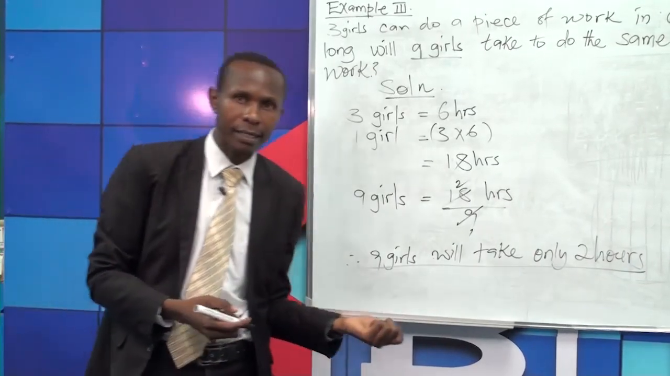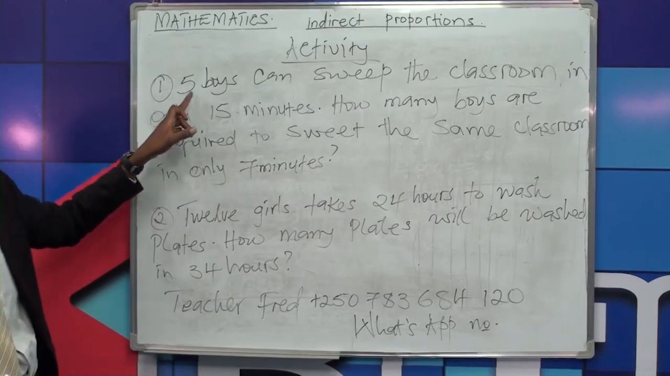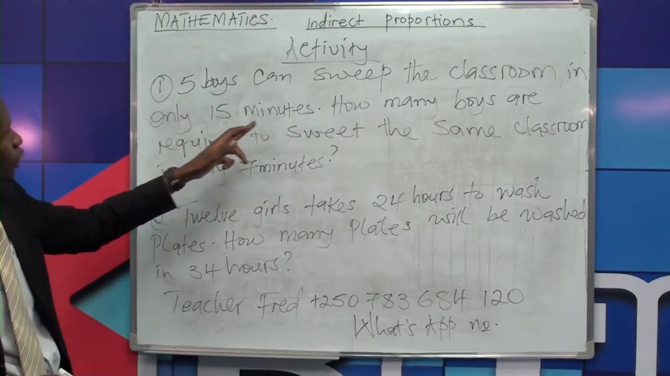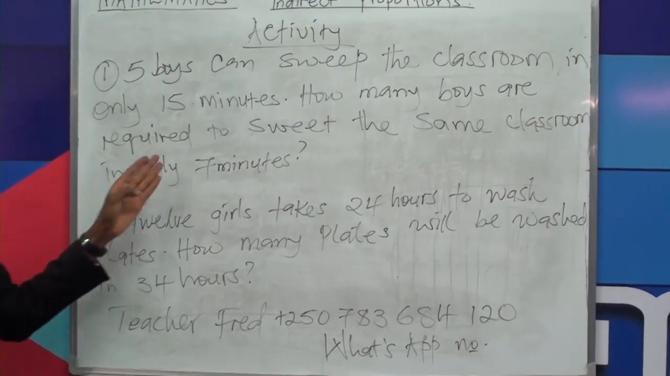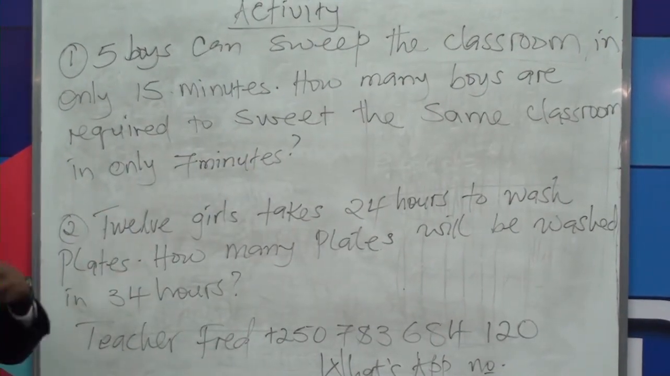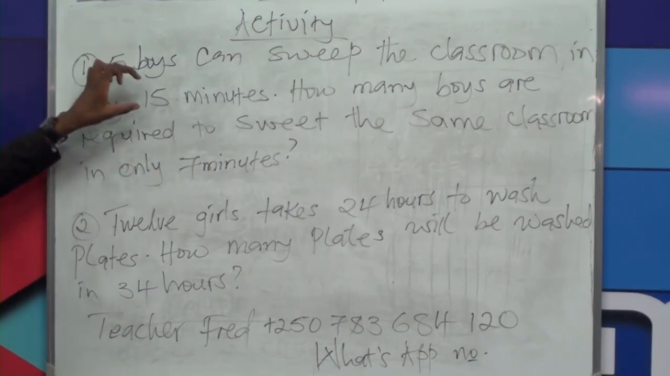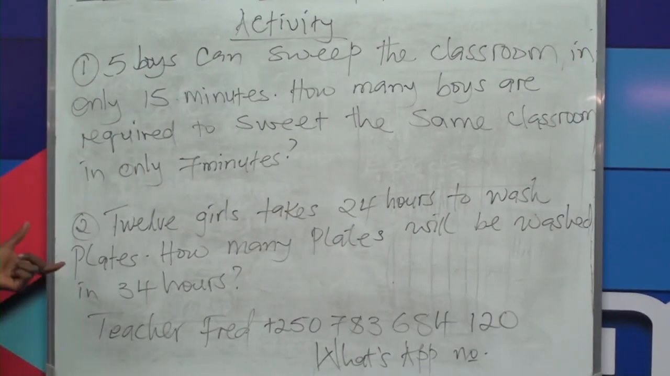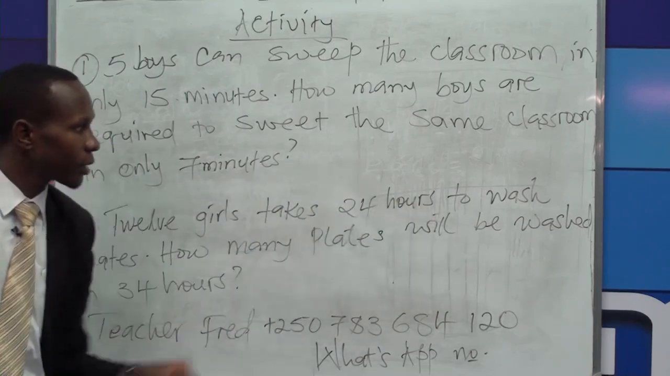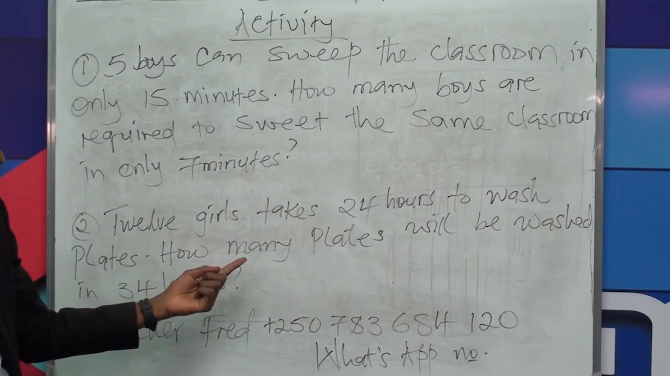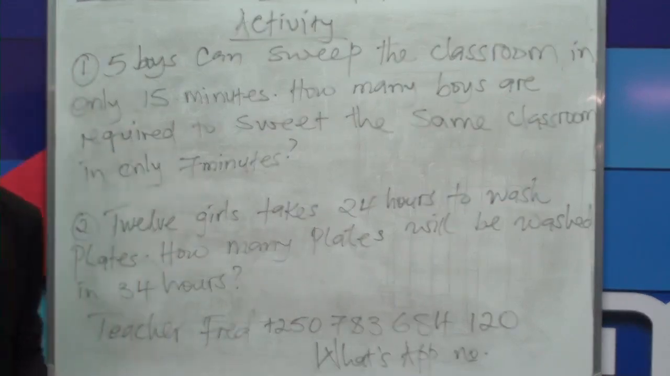So let's switch to the exercise. As we wind up, let's look at the activity. Activity number 1 says 5 boys can sweep the classroom in only 15 minutes. How many boys are required to sweep the same classroom in only 7 minutes? So they want you to find out the number of boys that can sweep this very classroom within 7 minutes. But remember, 5 of them sweep it in 15 minutes. Then let's come to the second one. The second activity says 12 girls take 24 hours to wash plates. How many plates will be washed in 30 hours?